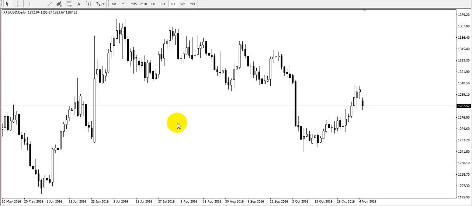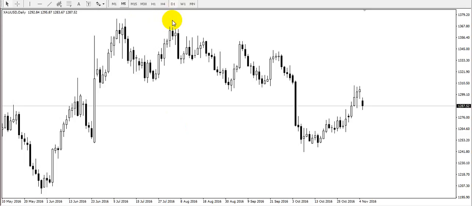Okay, this is the gold chart. I'll use the gold chart, and then I'll use the Euro USD chart to actually do this. First of all, you should all note that this is the daily time frame.